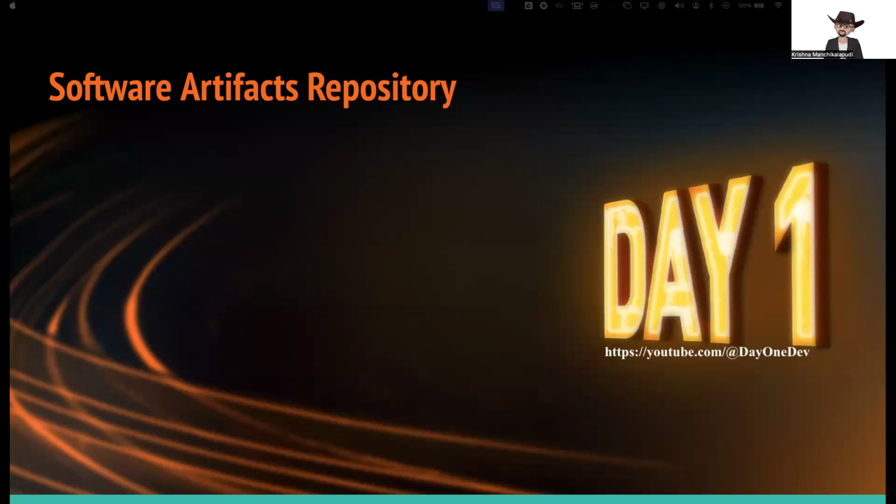Today I'm going to talk about the product related to a software artifacts repository. You might have heard this purely focused on software development related software. So let's start with what this software artifact repository is: a universal DevOps and DevSecOps solution providing end-to-end automation and management of artifacts.